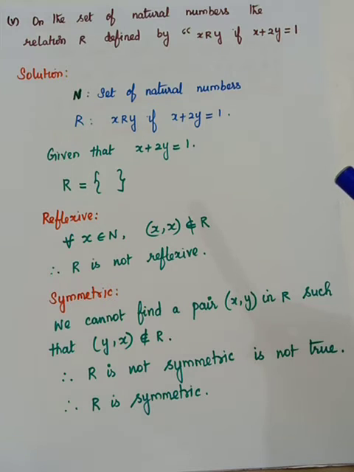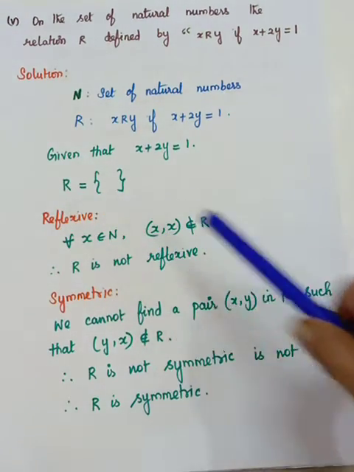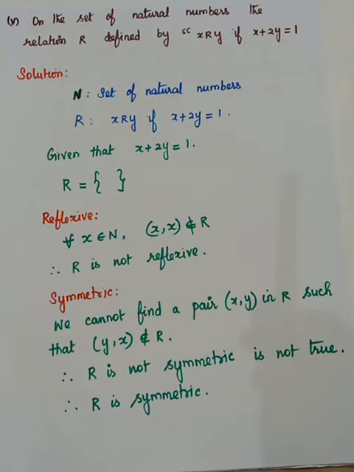Next we are moving to the symmetric. Symmetric means what? You should have the ordered pair A comma B belongs to R, that is A is related to B, and then we have to show that B is related to A.